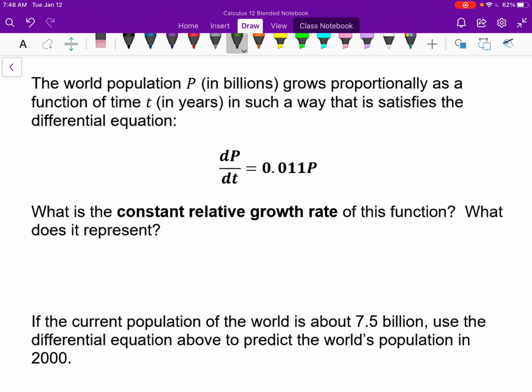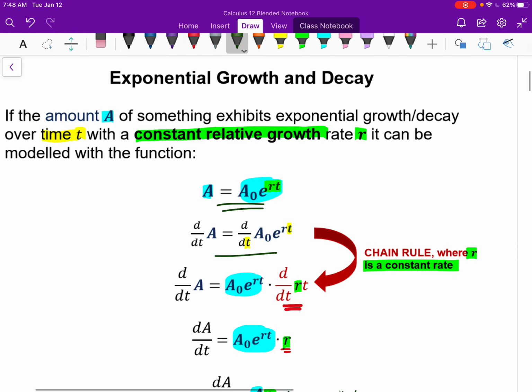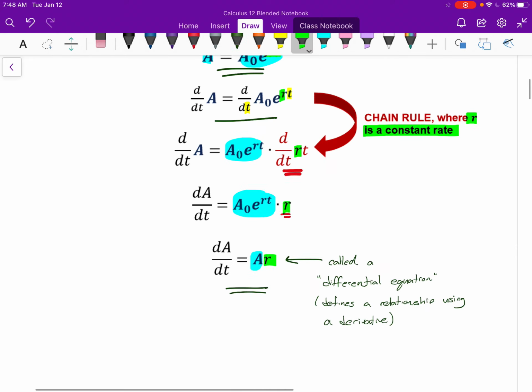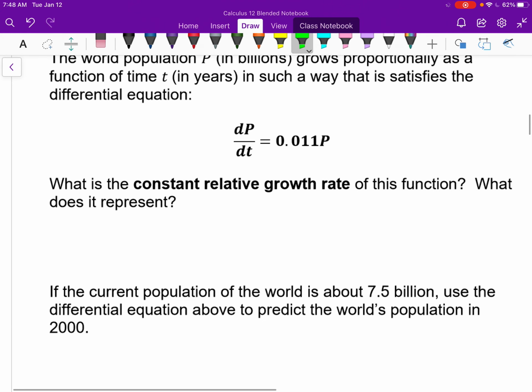That probably seems a little unfamiliar. So my first question is, what is the constant relative growth rate? Going back here, the constant relative growth rate is what we call the R, which I've been highlighting in green. So what's the constant relative growth rate here? It's the constant coefficient in this differential equation. So 0.011 is the constant relative growth rate of this particular function.